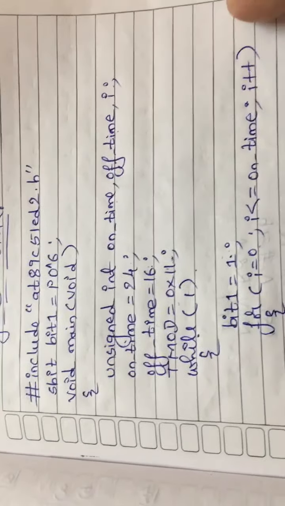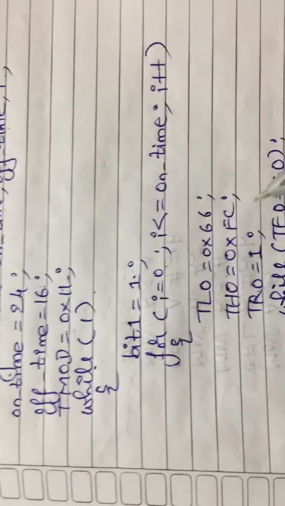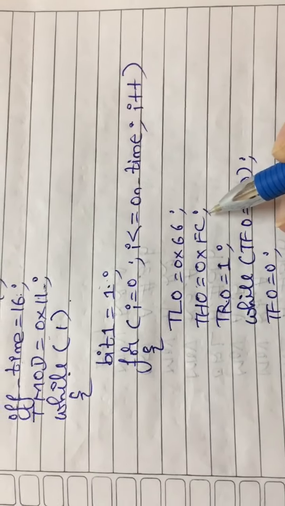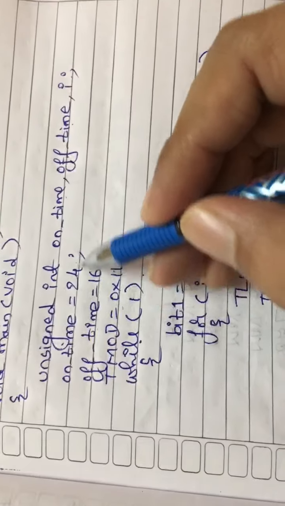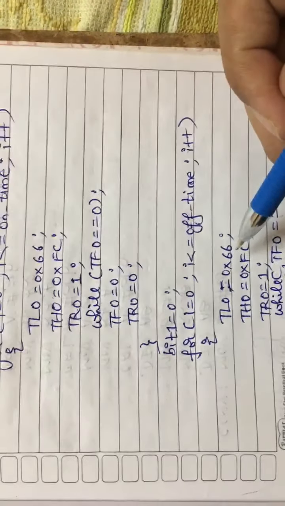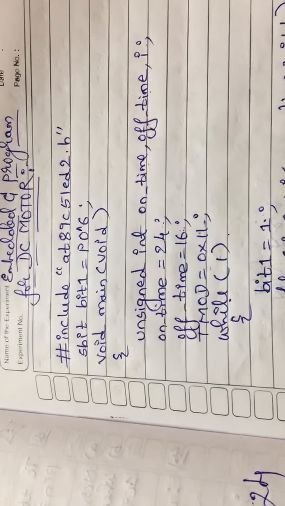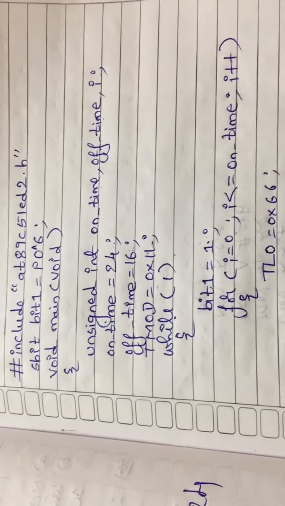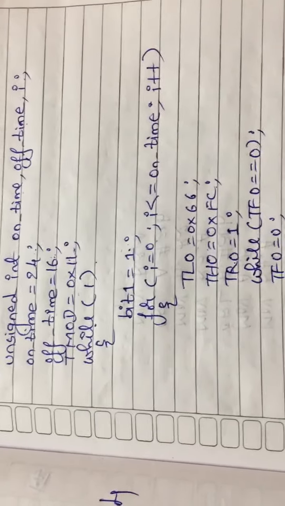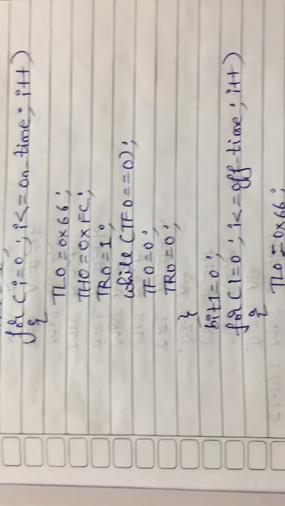This is a very simple program. The question here is how I got 66 and FC. If on time is equal to 24 and off time is equal to 16, how did I get 66 FC inside the timer registers? You need to calculate and tell me. This is the program that we have written in theory part, and also in the practical part. You just go through this program.